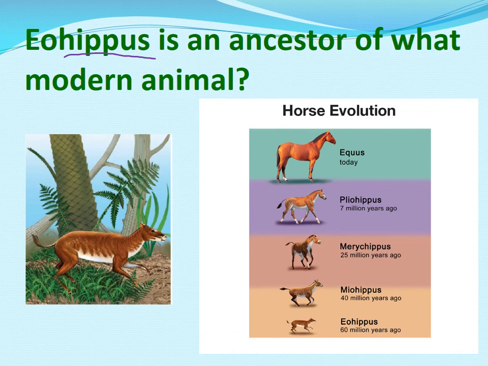And there's a few other species between the modern horse and Eohippus, but Eohippus, like I said, was 60 million years ago, and then you have Myohippus 40 million years ago, and then Merychippus, I can never say that right, 25 million years ago, and then Pliohippus 7 million years ago, and then the horse today.